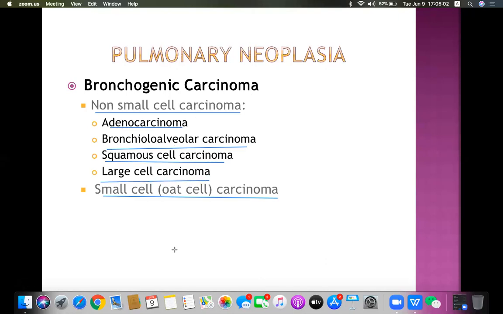Now some books do not divide the types into these headings. They directly list the types of bronchogenic carcinoma, like squamous cell carcinoma, adenocarcinoma, large cell carcinoma, and small cell carcinoma. All of these answers are correct.